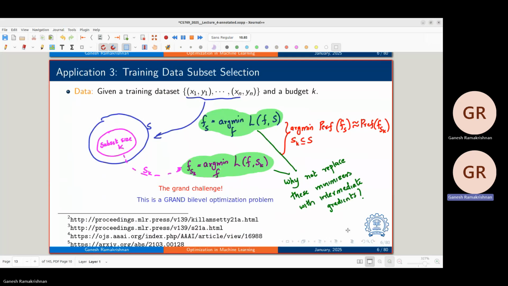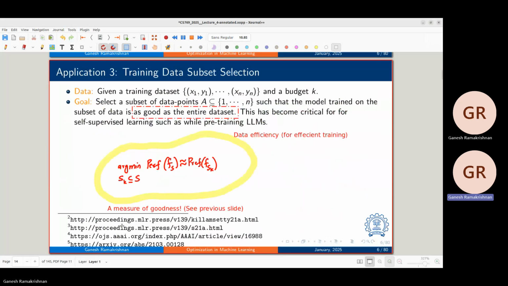Okay, so there are multiple variants possible, but I think you've got a prelude into this kind of grand bi-level optimization problem, right? So this is the whole point. Select a subset of data points such that the model trained on the subset of data is as good as the entire data. But the notion of goodness is where I'm trying to bring out not only all the nuances, but also the criticality. If the two don't match each other, then you'll have a problem in what you're trying to solve or what you're trying to obtain. So this is a lot of data efficiency for efficient training.